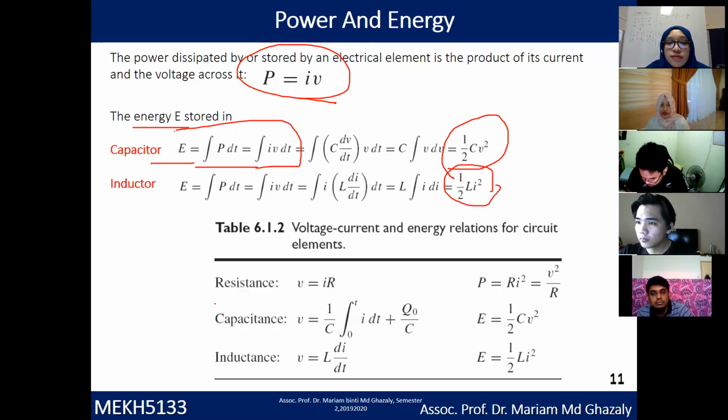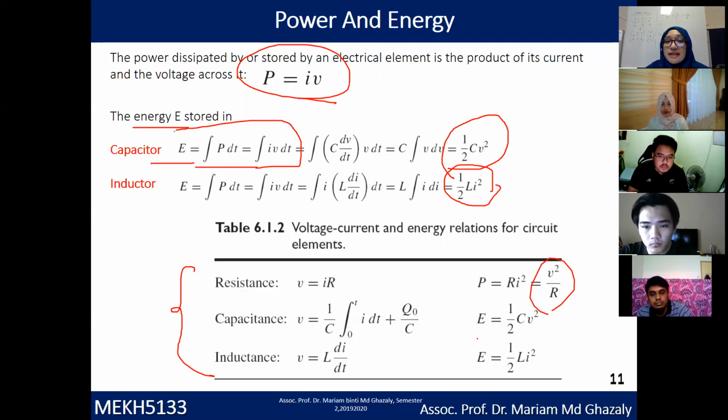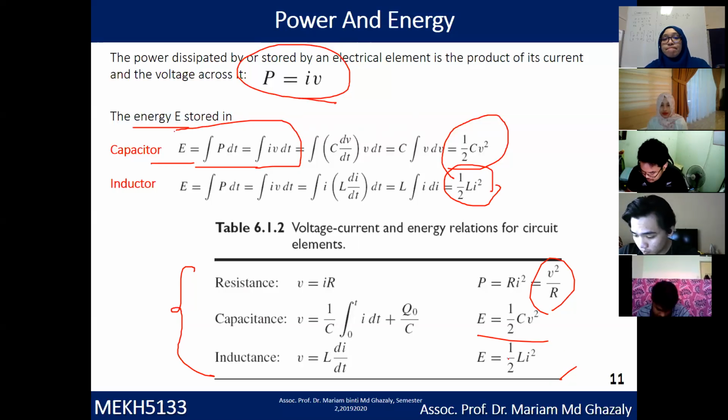Therefore, if you were to write all of the resistance values here, with V equal to IR, then power you can write as V squared over R. For capacitance and inductance, it's not power, it's energy, because it's energy stored. So it's given by E equal to 1 over 2 CV squared, and for inductance E equal to 1 over 2 Li squared. Right?